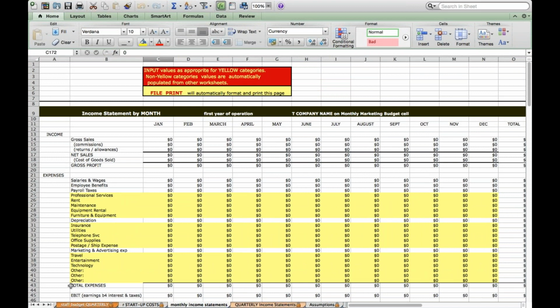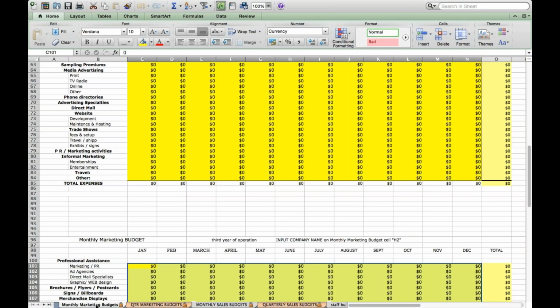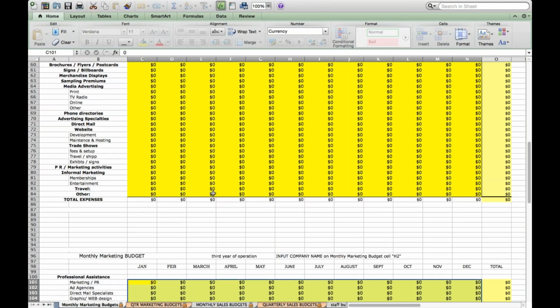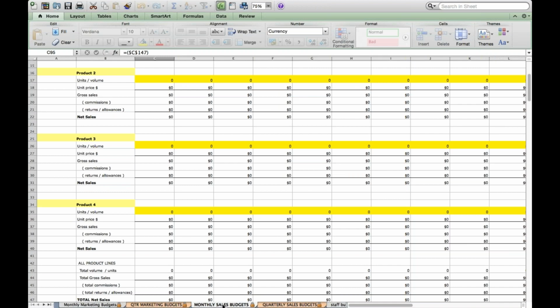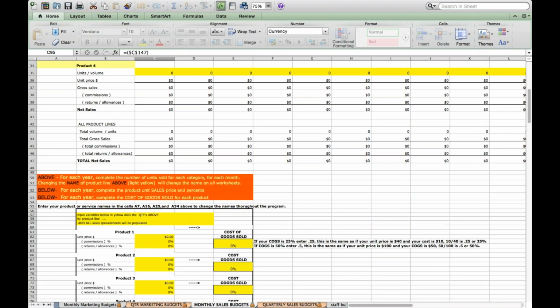So in this case, you can see it's got staff budget quarterly, but there's arrows at the bottom left. If you go all the way to the left, you're going to find the monthly marketing budget. And so that's the first tab that you'll fill in. The quarterly marketing budgets get done automatically. The only thing you have to fill in are the yellow parts. But the monthly sales budget is the other one that you're going to do.